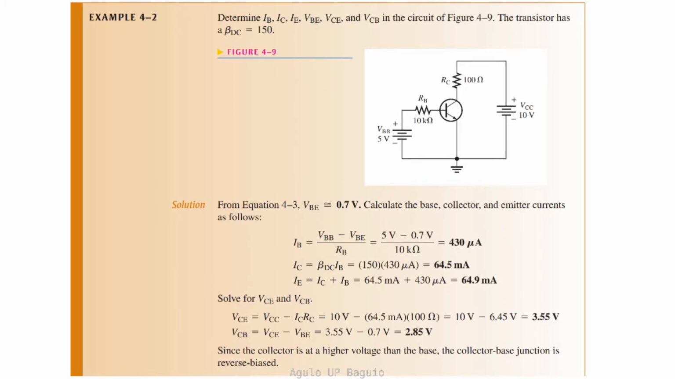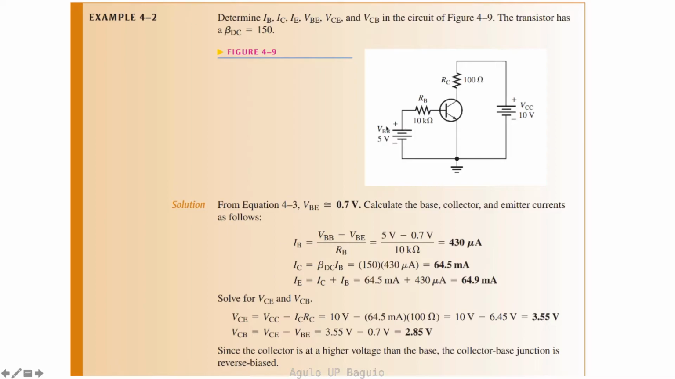Let's consider this example from our reference material. Determine the base current, the collector current, the emitter current, the base emitter voltage, the collector emitter voltage, and the collector base voltage in the circuit of figure 4-9. The transistor has a DC beta of 150. We know that VBE is equal to 0.7 volts. We can then solve for IB, IC, and IE, and from there solve VCE and VCB.